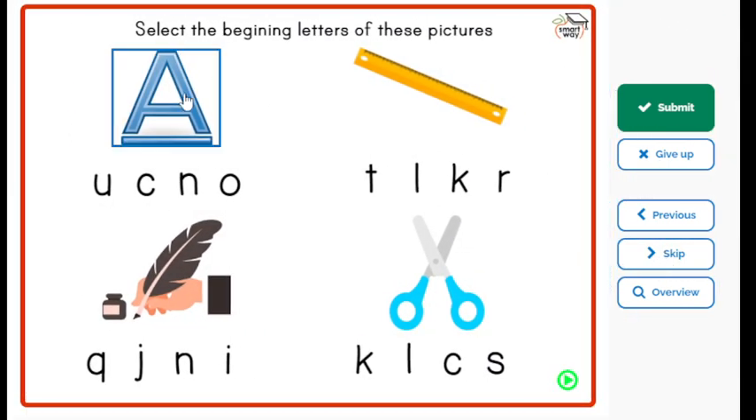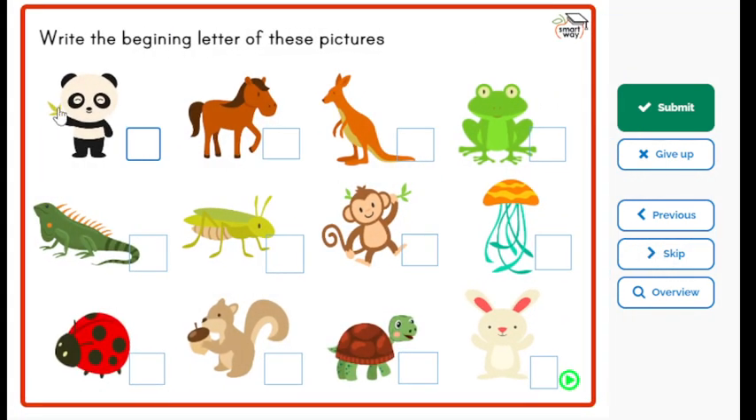Select the beginning letters of these pictures. Underline. Write the beginning letters of these pictures. Panda.